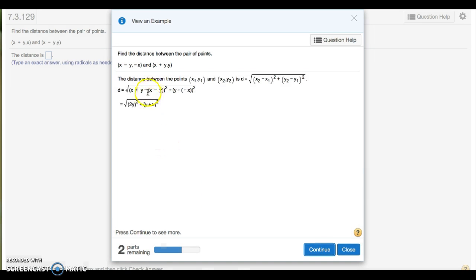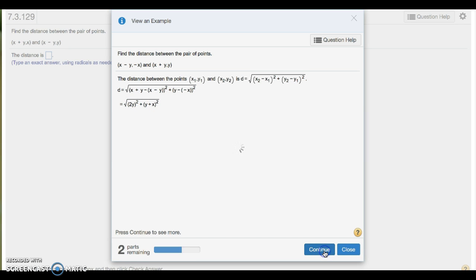So now you're going to get rid of the parentheses, and when you do that, you're going to have x plus y minus x plus y. So x minus x will cancel, and then y plus y, because they have the same variable, you will add them up, and that would give you 2y. y plus x will stay as is, squared.